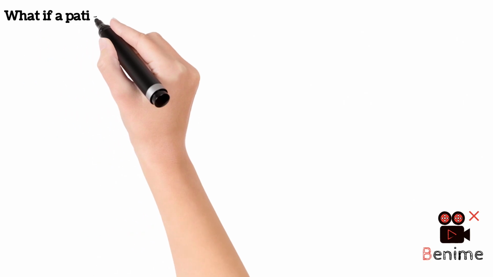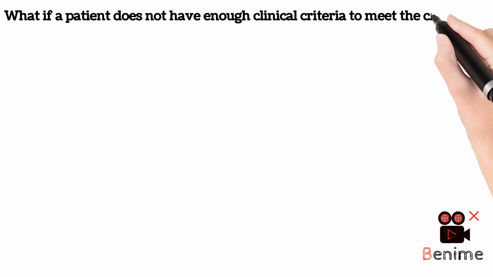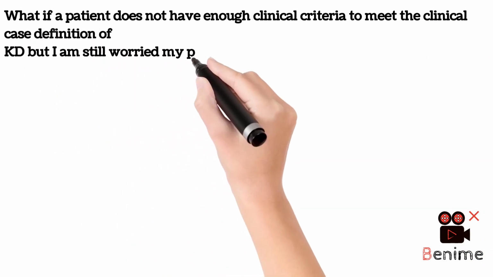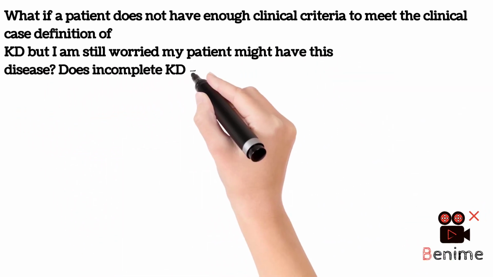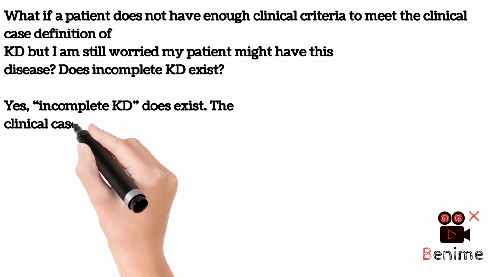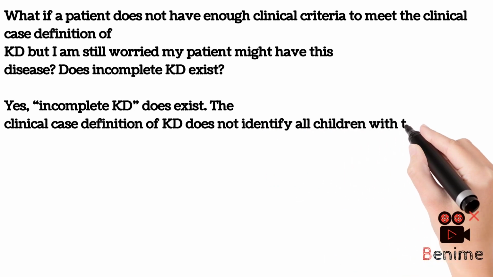What if a patient does not have enough clinical criteria to meet the clinical case definition of KD, but I am still worried my patient might have this disease? Does incomplete KD exist? Yes, incomplete KD does exist. The clinical case definition of KD does not identify all children with the disease.